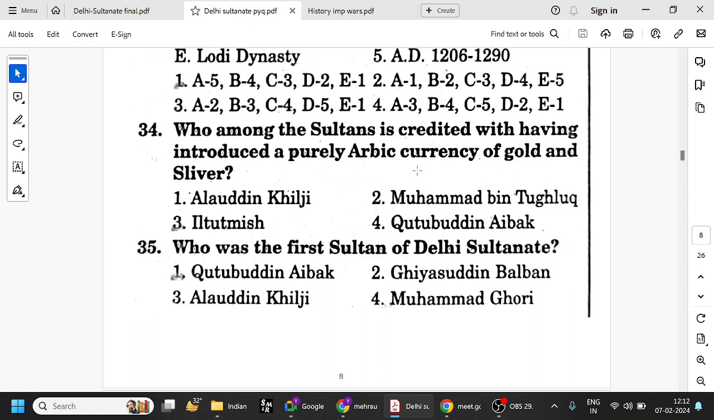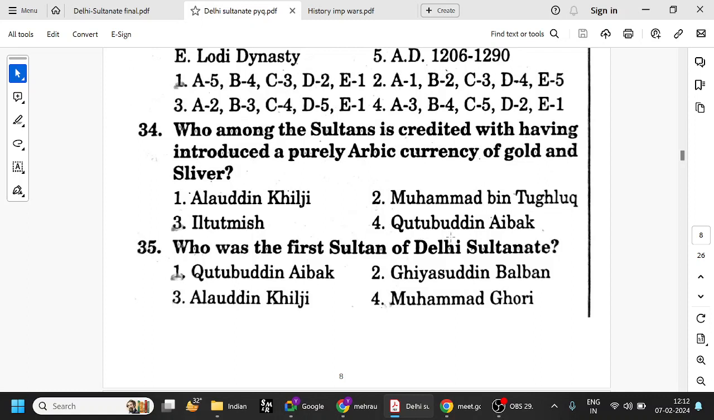Muhammad bin Tughlaq, we have seen, is famous for four or five decisions which he took, like shifting the capital from Delhi to Daulatabad, increasing the taxation in the Ganga-Yamuna Doab region when there was a famine, and giving copper coins as token currency in place of gold and silver. He also gave Takavi loans, agriculture loans. So all those things are Muhammad bin Tughlaq.